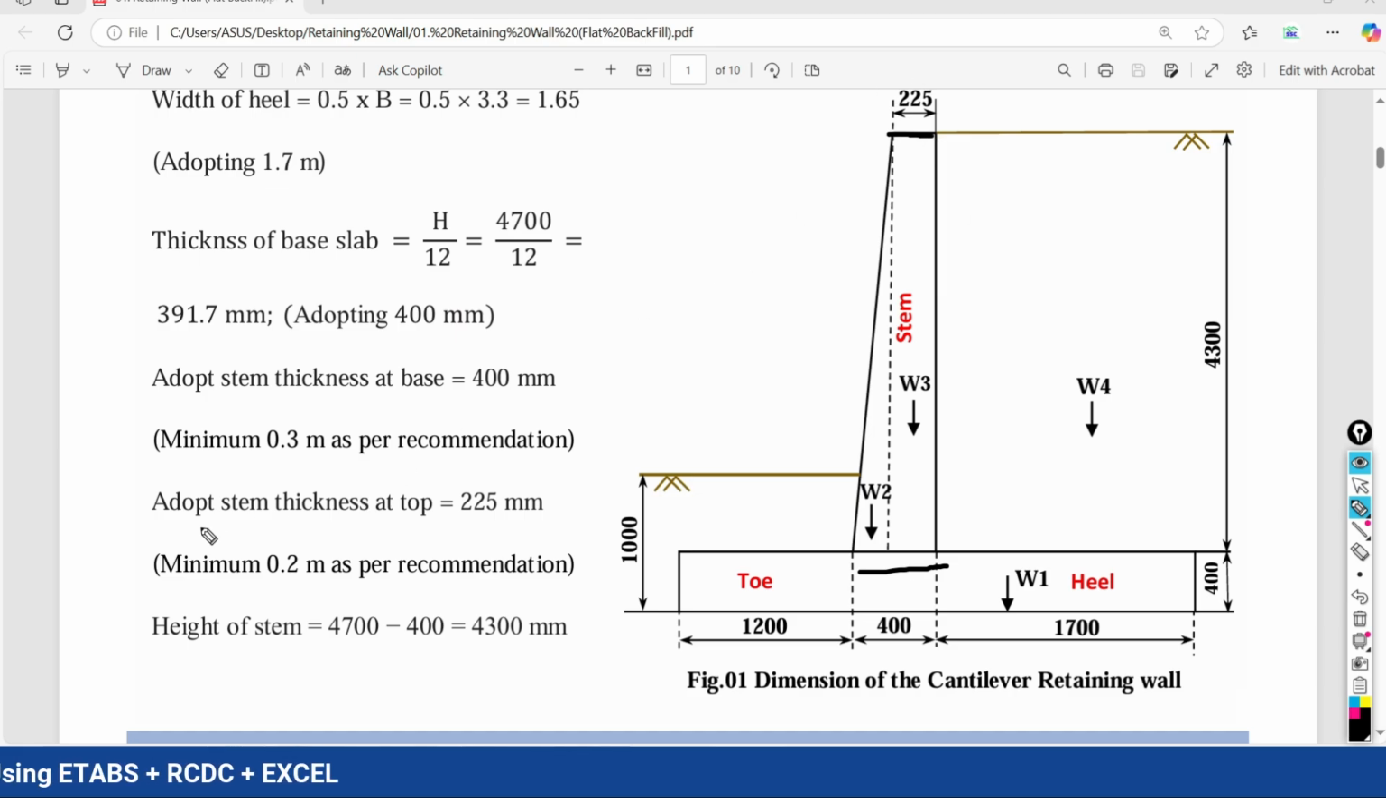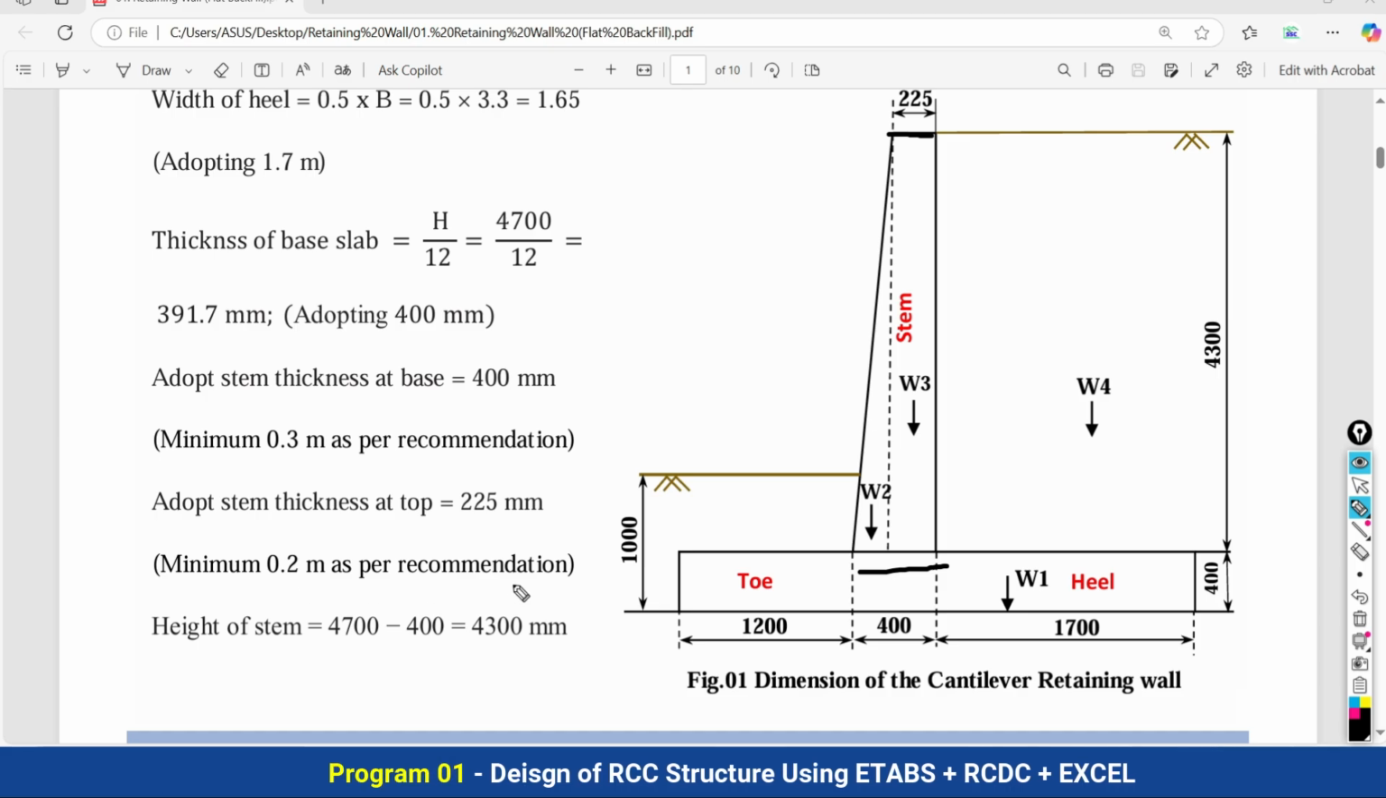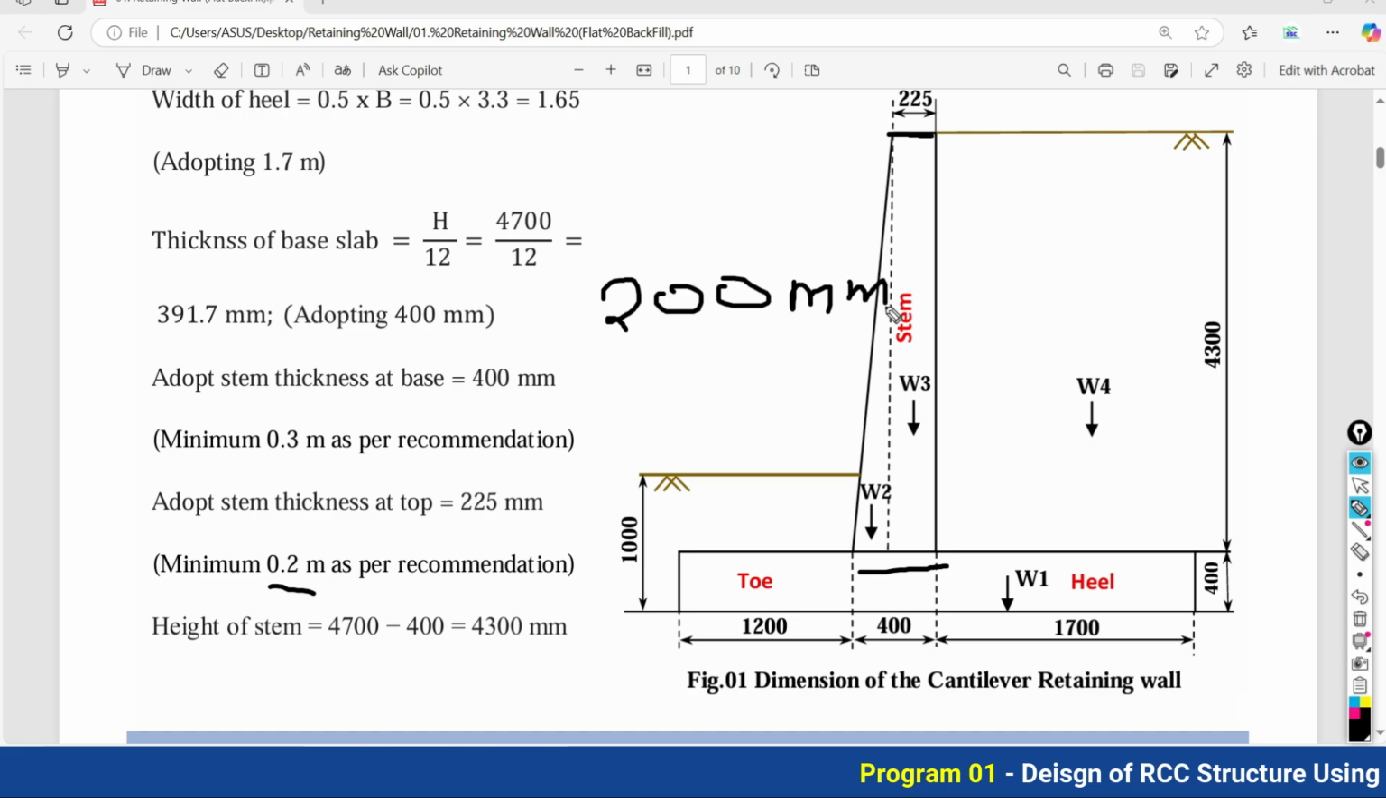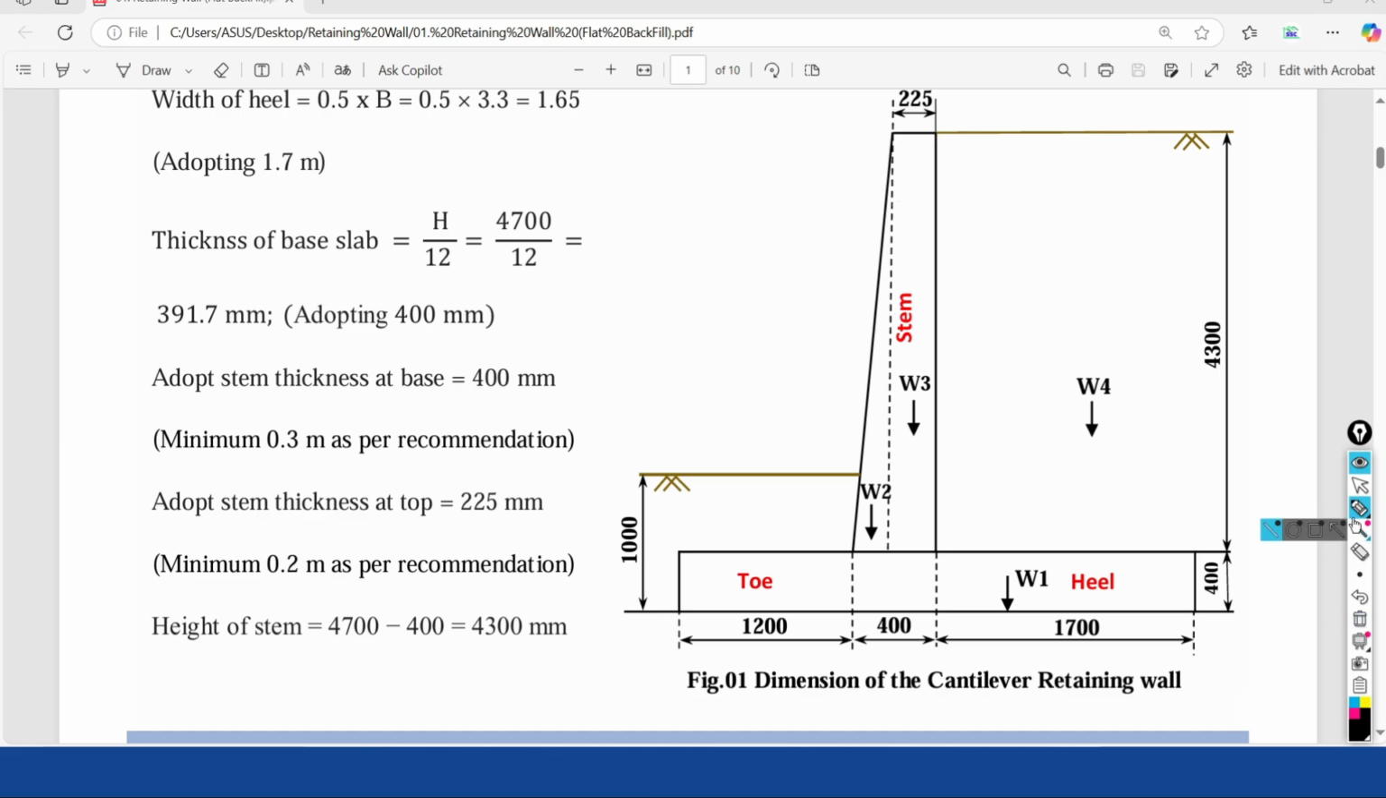So on the top it is recommended that minimum 0.2 meter as per the recommendation. It should be 0.2 meter, means 200 in mm. The thickness at the top should be present. So what I am going to consider here, we are going to consider as 225 mm. The thickness on the top we are going to consider.